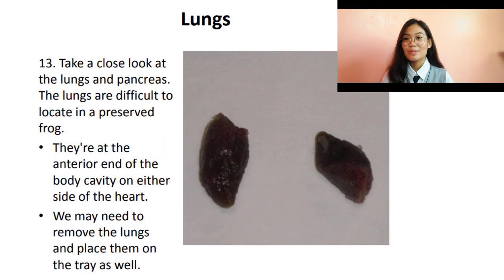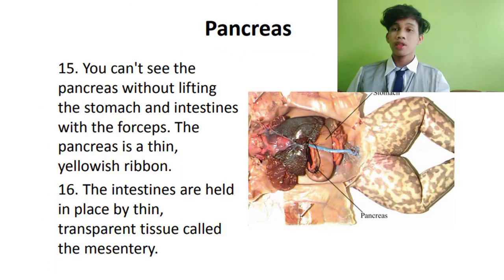Now, let's take a close look at the lungs and pancreas. Lungs are difficult to locate in a frog. They're at the anterior end of the body cavity on either side of the heart. After we locate the lungs, we may need to remove them and place them in the tray as well.